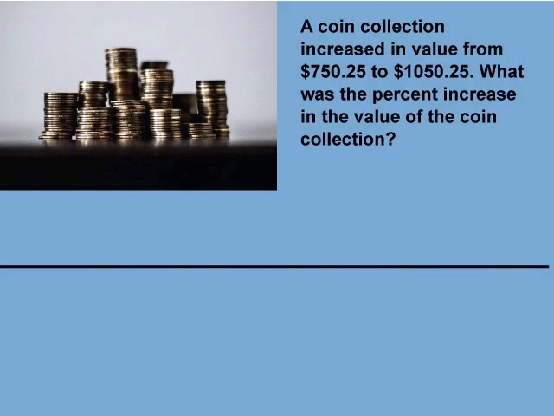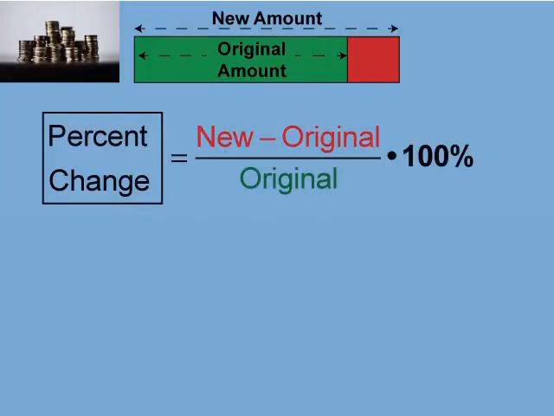A coin collection increased in value from $750.25 to $1,050.25. What was the percent increase in the value of the coin collection? The graphic and the percent formula show us that we are calculating the fractional increase, this red area, and multiplying by 100%.